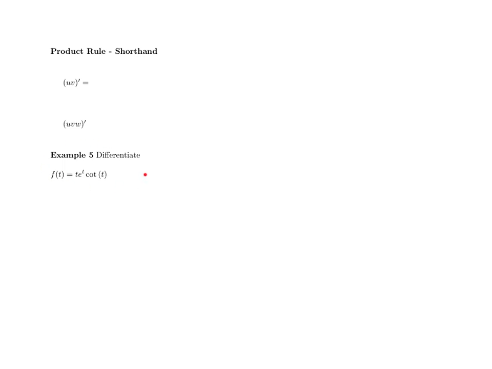In example 5, I'd like to differentiate f of t, which is t times e to the t times cotangent of t. How would I take the derivative of this function? Since we have a rule for cotangent, this is now possible for us.